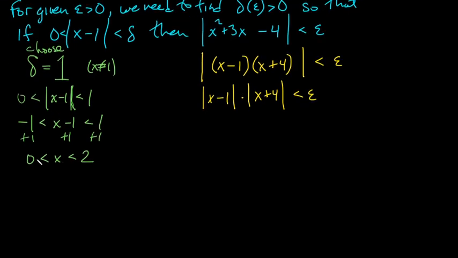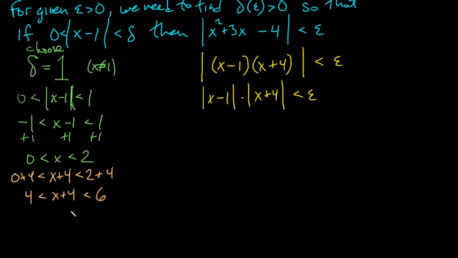All right, so now, if x is between 0 and 2, what does that mean for x plus 4? If I add 4 to the middle, I have to add 4 to the right and add 4 to the left. And I get that x plus 4 is between 4 and 6.